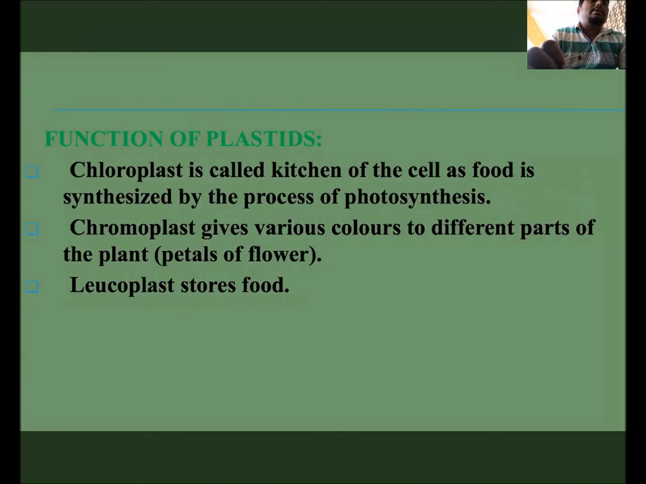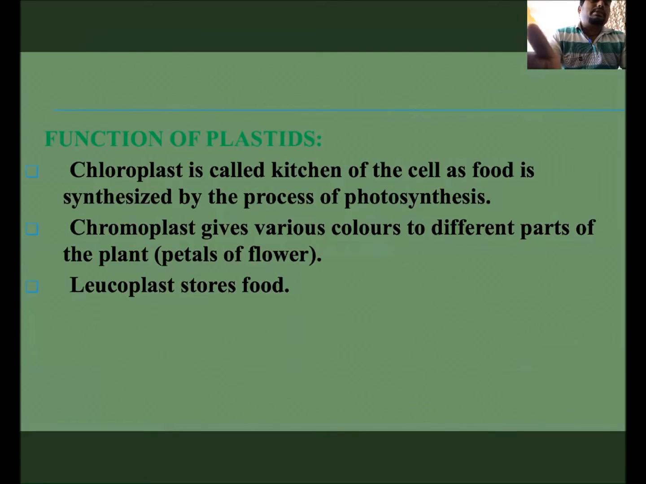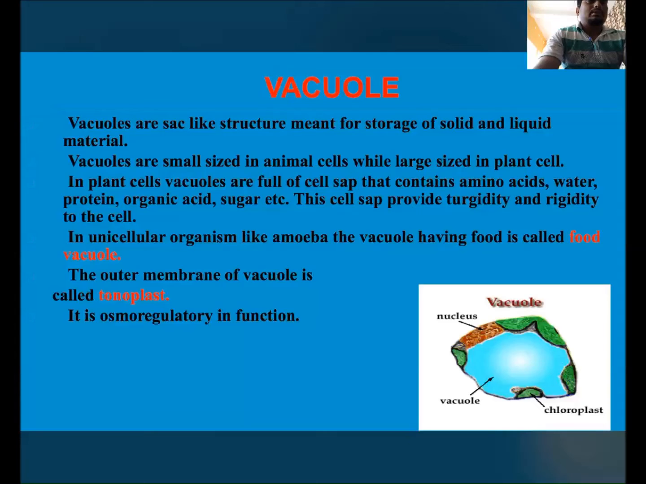Leucoplast stores food. It is a colorless plastid, but it stores food. It is present in starchy food, in roots and some other parts which store food. Vacuole. Before we start vacuole, I would like to ask you a question. Name two cell organelles which contain DNA and ribosome. Yes, mitochondria and plastids. That's why they are also called semi-autonomous structures of the cell.